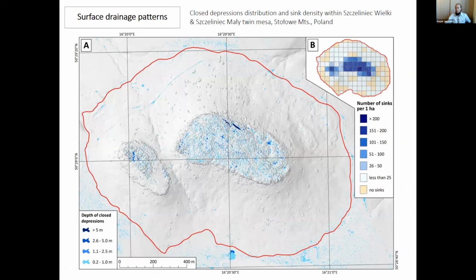And this is the map of the closed depressions which cause the disconnectivities.